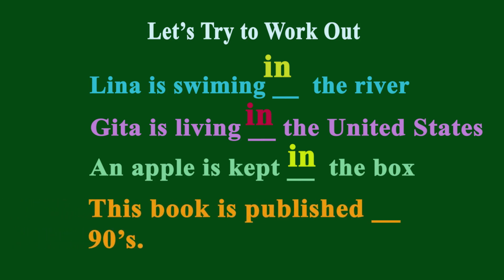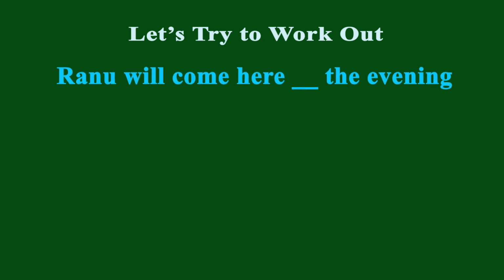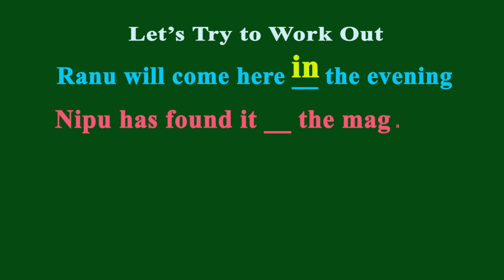This book is published dash 90s. We have already learned for decades we use the preposition in. So this book is published in the 90s. Ranu will come here dash the evening. We learned that for general parts of the day we use the preposition in. So we will say Ranu will come here in the evening. Nipu has found it dash the magazine. A magazine means it's paperwork. So we will say Nipu has found it in the magazine.